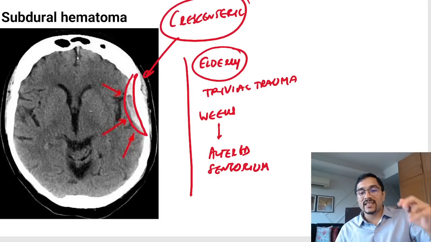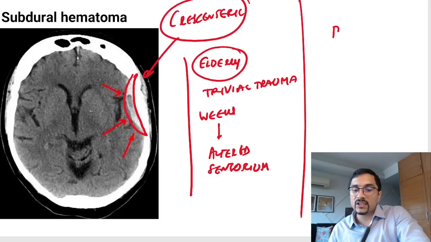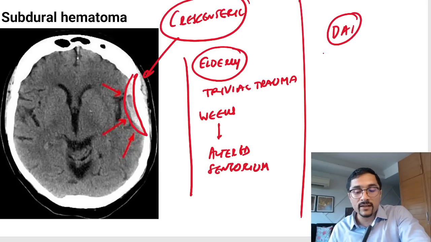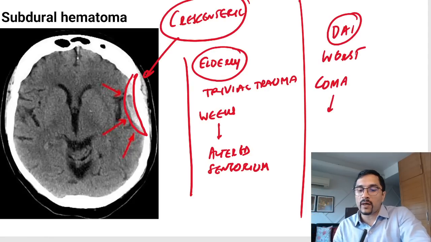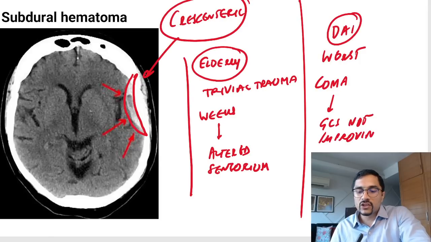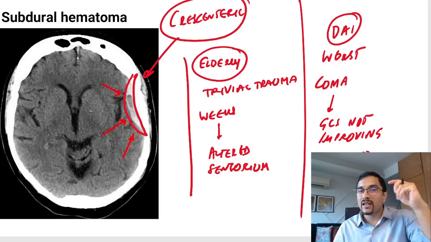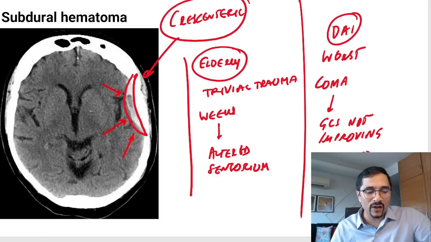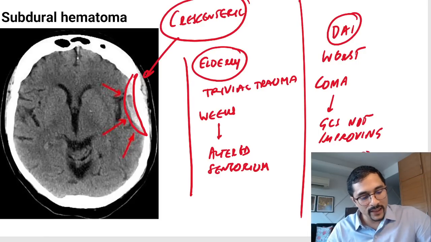Diffuse axonal injury. Diffuse axonal injury is the most severe injury. Worse prognosis is there, and the typical history which you'll get, patient is in coma, GCS is not improving, but NCCT is absolutely normal. Those are the key words which you should look out for in diffuse axonal injury.